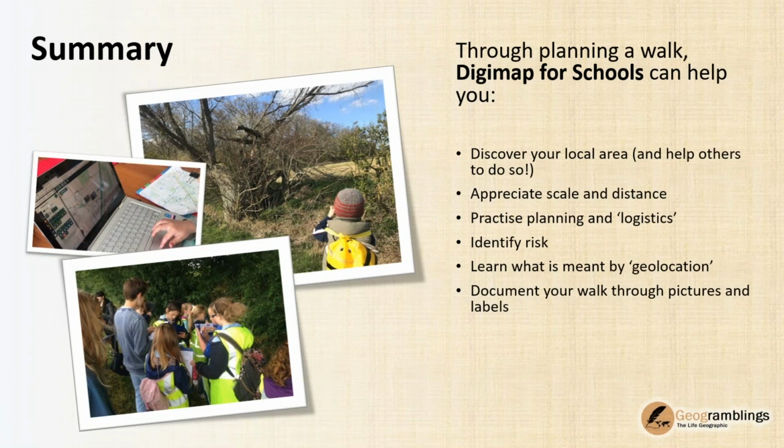Learn what is meant by geolocation. So Theo knows now that when you put a picture on a certain point of a map, he has geolocated that picture. So again, there are two technical terms there, logistics and geolocation, but as we demonstrate, it's quite possible to get a 5-year-old to understand these concepts and document your walk through pictures and labels.